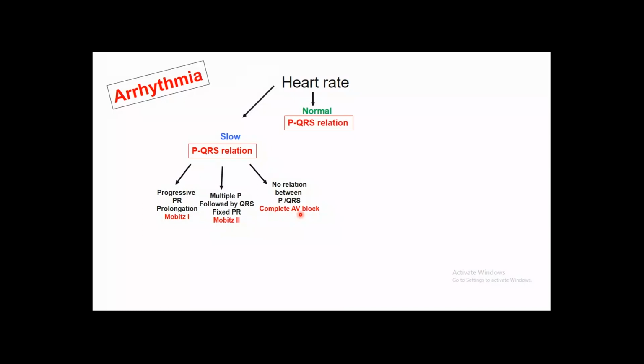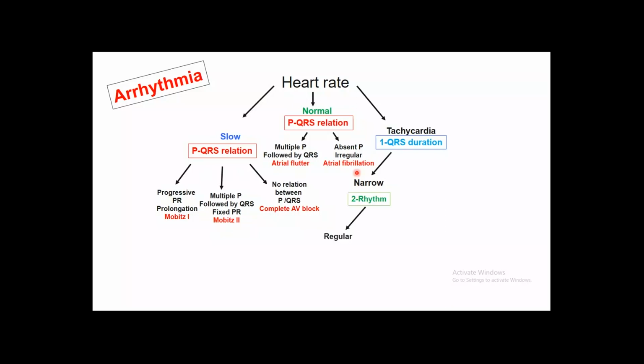Then if the heart rate is normal and we look at the P QRS complex relationship, and we have multiple P waves followed by a QRS, this will denote atrial flutter. If we have absent atrial activity, or absent P waves, with an irregular relationship, this will be atrial fibrillation. The third possibility is tachycardia. Then we will look into the QRS complex to distinguish between two large differential diagnoses, narrow complex tachycardia and wide complex tachycardia. Starting with narrow complex tachycardia, looking at the rhythm.